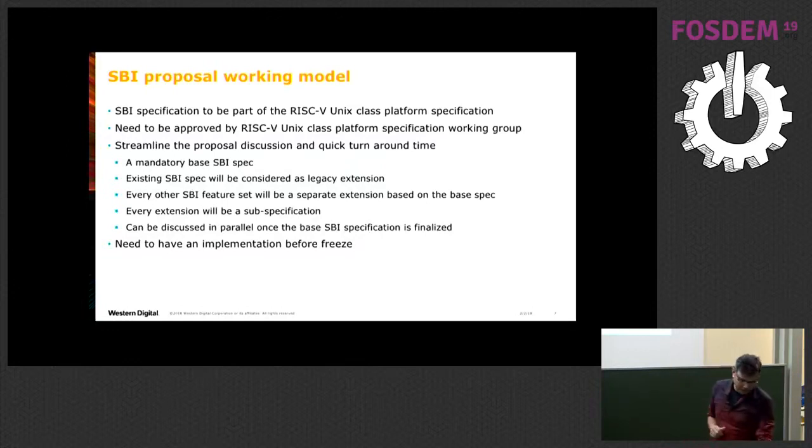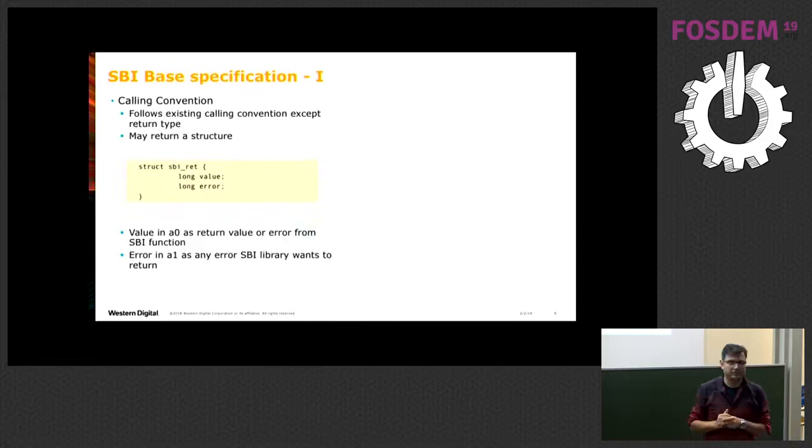So let's take a look at what is being proposed as the base specification. Calling convention: whatever calling convention exists today, it also kind of works. The only thing, I think, that was suggested by Ron a couple of months ago is that we can have a return value with a structure, which gives you the flexibility to distinguish between whatever the SBI function returns and what the SBI library wants to return. Those are two different things, and this is the way to distinguish them. That's where the RISC-V ISA came in as a help, because the ABI defines that we can have 2 registers as a return value.